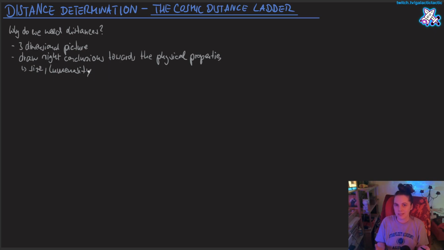Like you have two stars on the sky. They look exactly the same. They might appear the same, but it doesn't mean that they're actually the same. One of them could be at a greater distance, and then they have completely different intrinsic properties to actually appear the same to us.